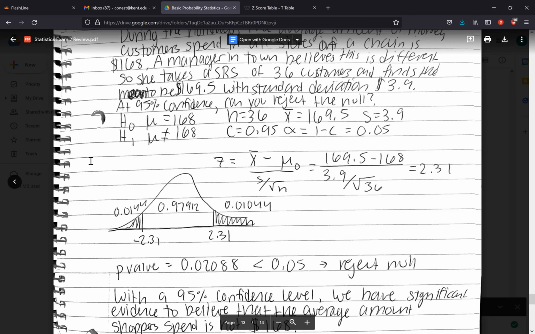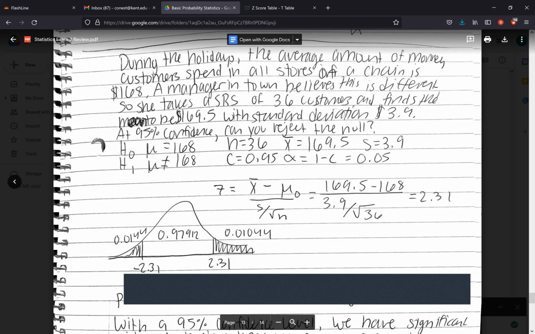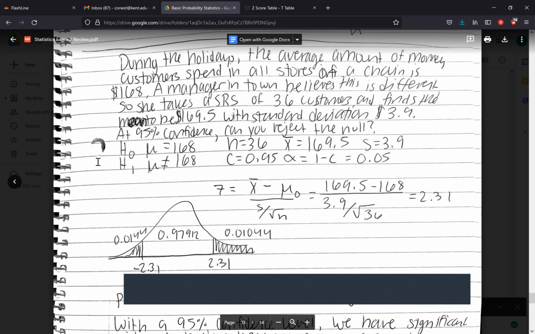So first, we have to write our null hypothesis and our alternative hypothesis. And it's important to interpret what the question is asking for. What is the goal and what are we trying to look at? So we know that the null hypothesis, the status quo, is that the average amount of money customers spend in all of the stores of a chain is 168. So we say that mu is equal to 168. But the manager believes that this is different, that it's not 168. So the alternative hypothesis is that mu is not equal to 168.